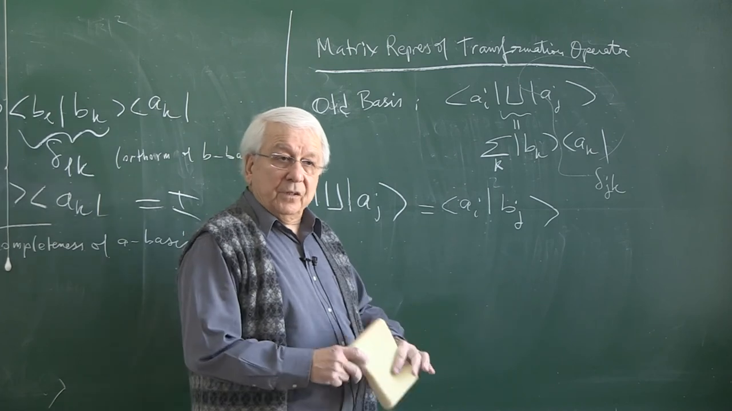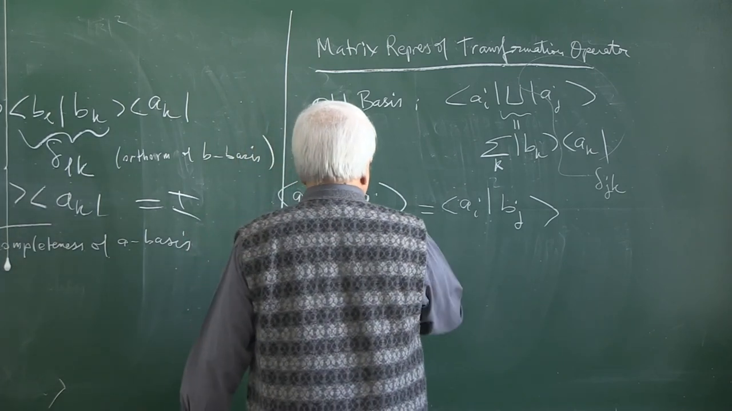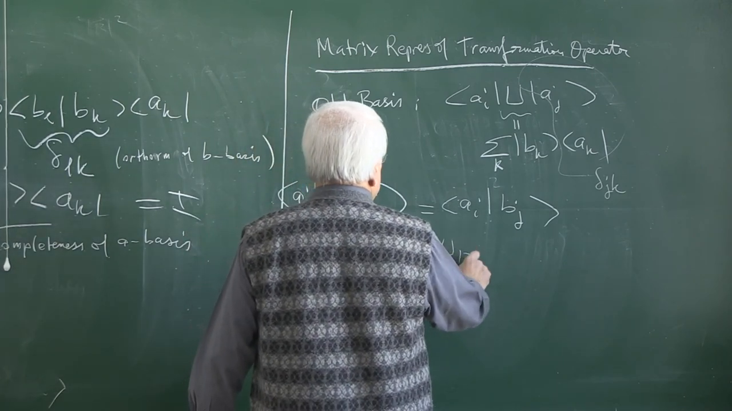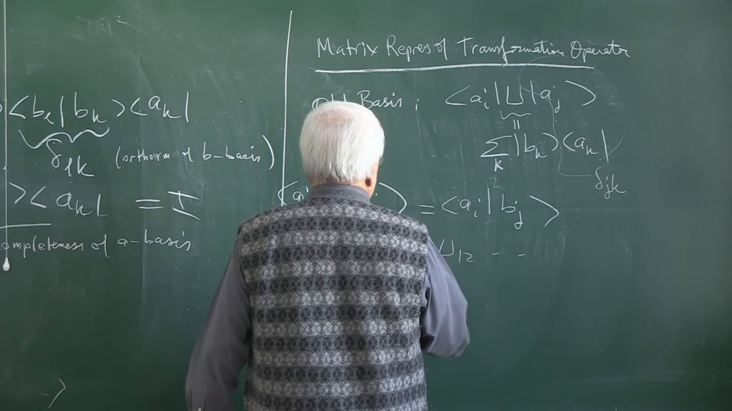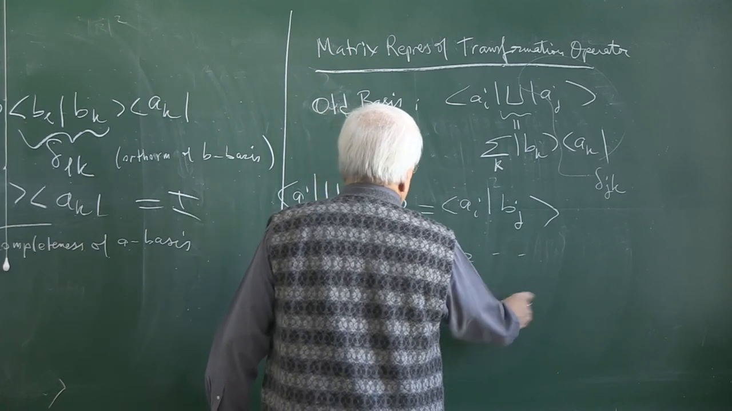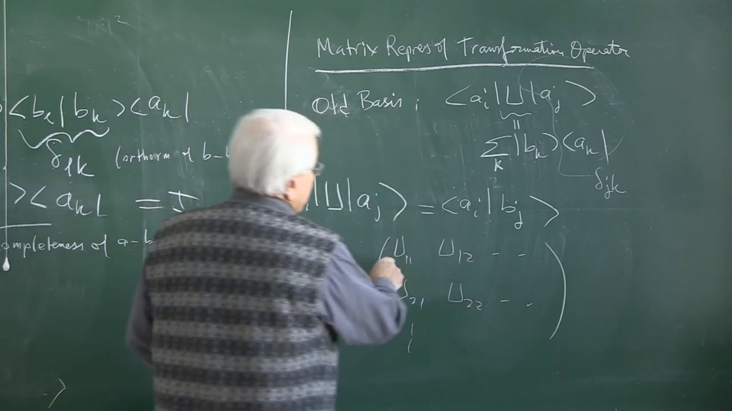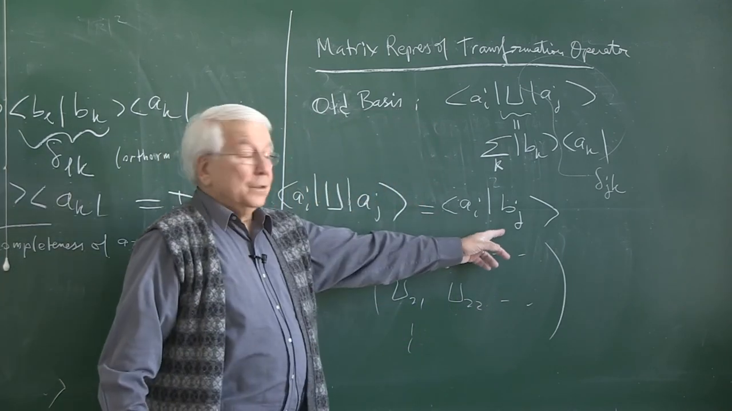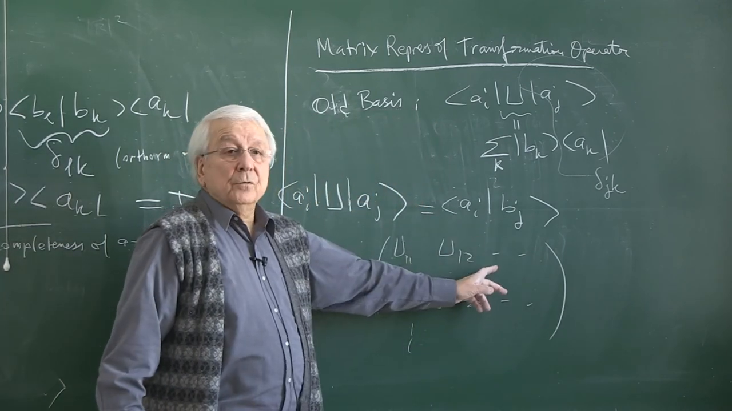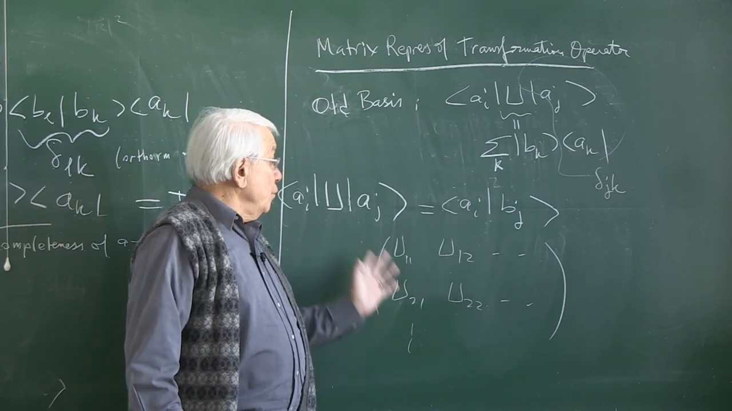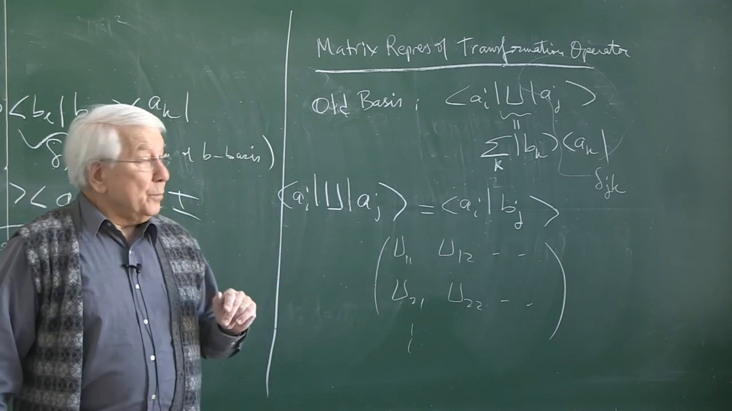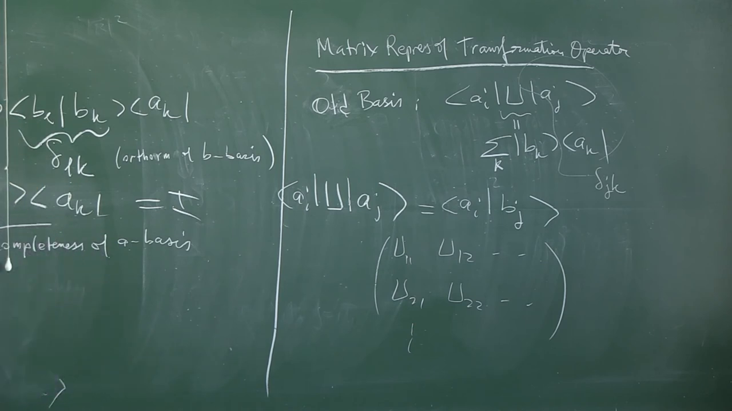If it is a table indeed, say U11, U12, U21, U22, both phase. What is the U11? <A1|B1>. U12, <A1|B2>. So all these complex numbers form this matrix representation of the transformation operator U.